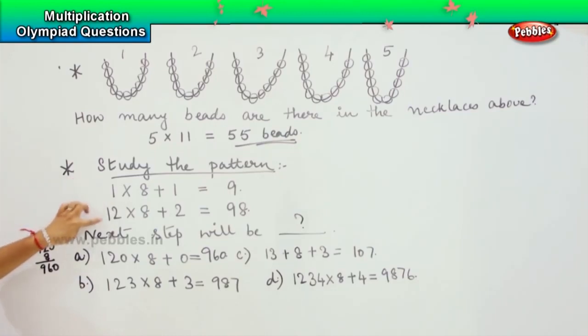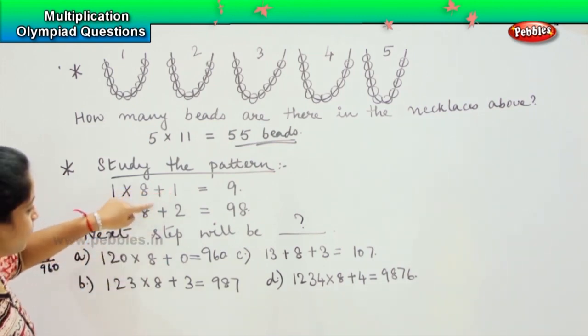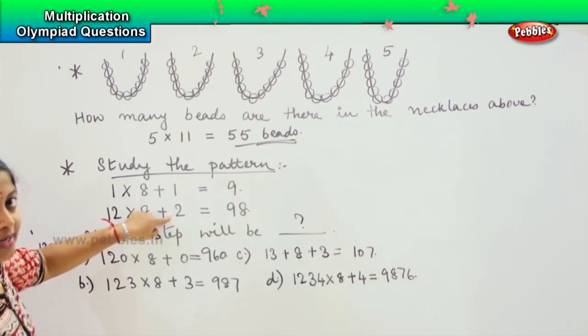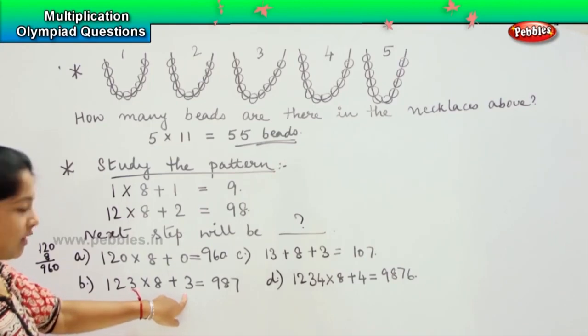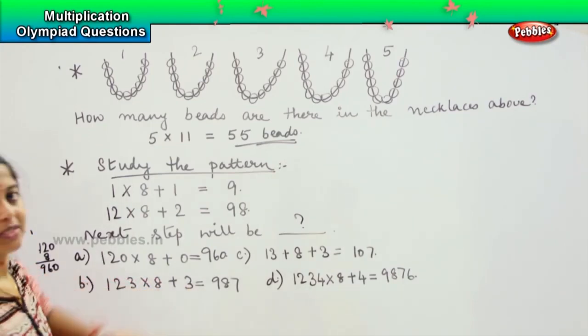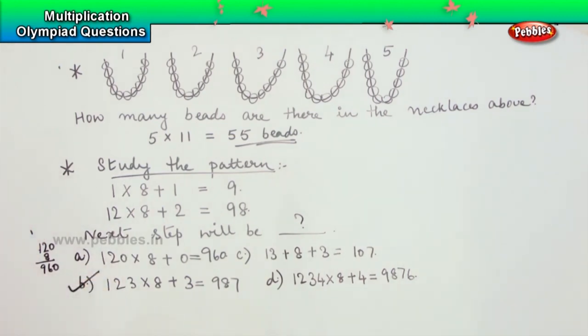So now 1, 12, what is the next one? 123. Right. So 123 into 8. Now here it is added with 1, here it is added with 2. So what is the next one? It will be added with? Very good. It will be added with 3. So it will be 123 into 8 plus 3, which is 987, which means option B is my right answer. Did you understand it, children? Shall we proceed further?